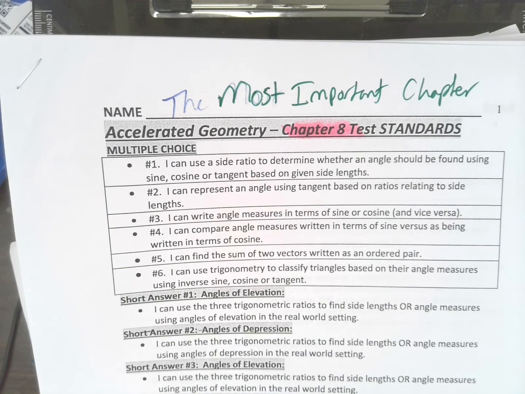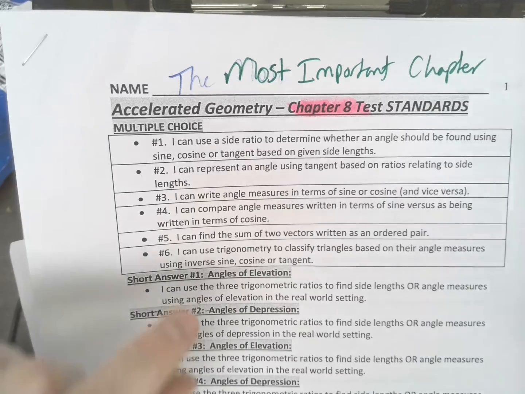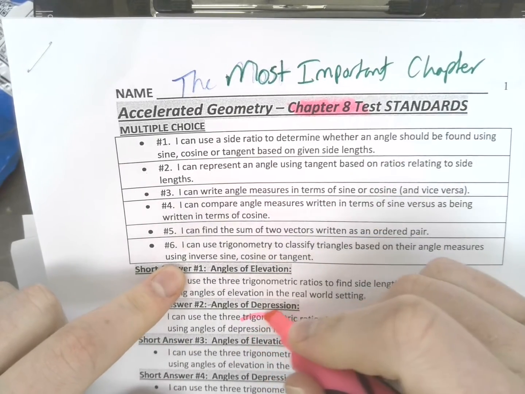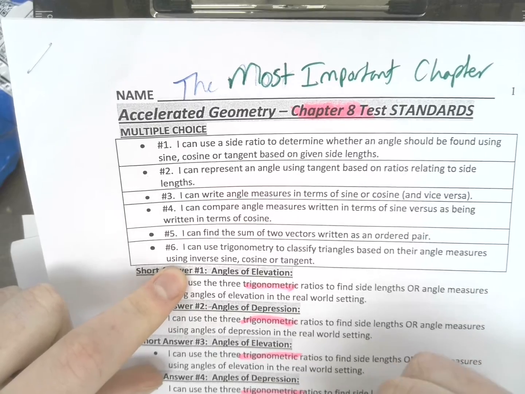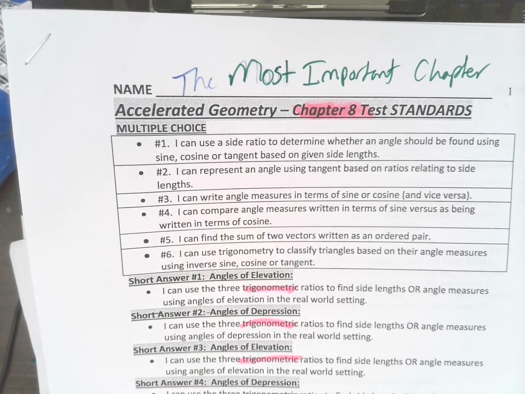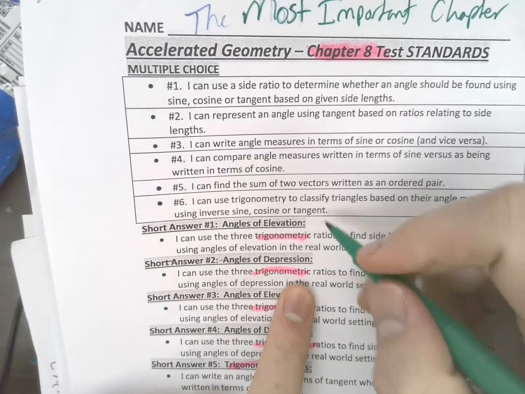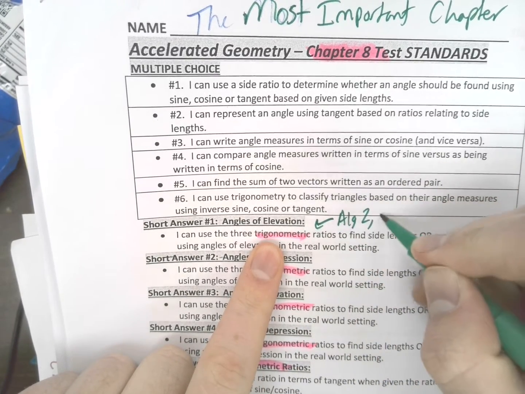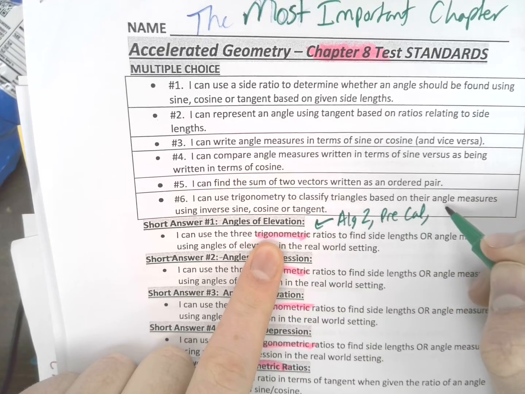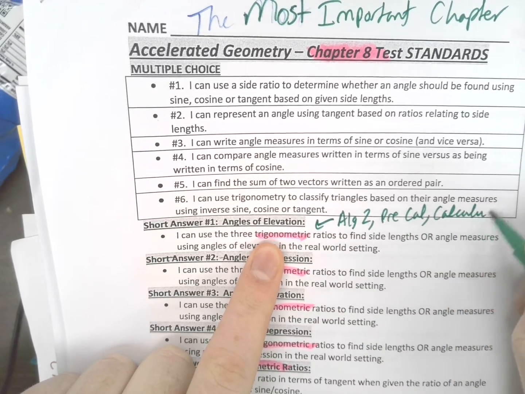And you're probably thinking, well, wait a minute, why? Well, that's because we deal with trigonometry. You see that word over and over. And so trigonometry comes back into play in Algebra 2, in pre-cal, and in calculus.